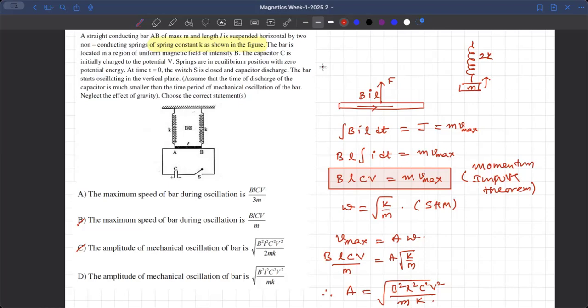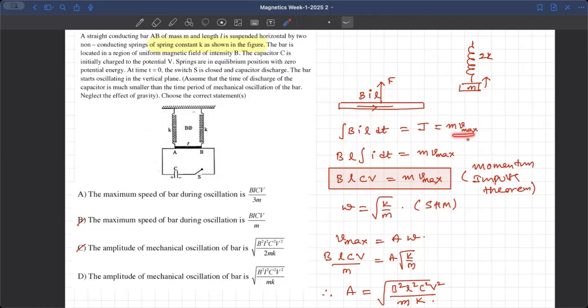So what is happening initially? It can be treated as a spring-block system having some mass M, spring constant 2K. What is happening during the time of discharge? A sudden current flows, and this gives an impulse to this rod. What is the direction of magnetic field? Inwards. Apply Fleming's left hand rule. Field inward, central finger rightwards, thumb upwards. So you are facing an impulse in the upward direction.